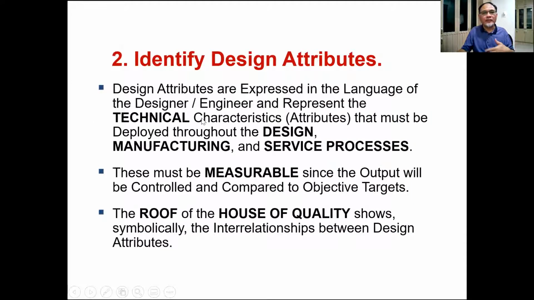Then you identify the design attributes. Design attributes are expressed in the language of the designer or engineer, and they are the technical characteristics or specific product attributes. For example, the strength, the performance in terms of speed, or even the weight. Computers today are very light. That's the design target, to get lighter and lighter.